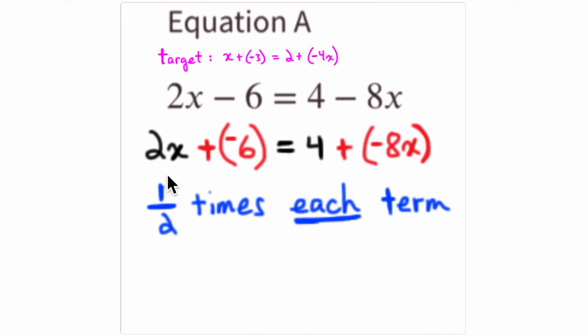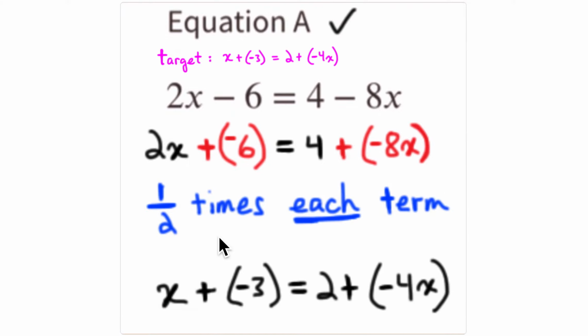So if I multiply each of these terms by 1/2, and you remember that you have to multiply each term by 1/2. You can't just do one on one side and one on the other side. It has to be all 4 terms. So if you multiply all 4 terms by 1/2, you get back to this target equation up here. x plus a negative 3 equals 2 plus a negative 4x.